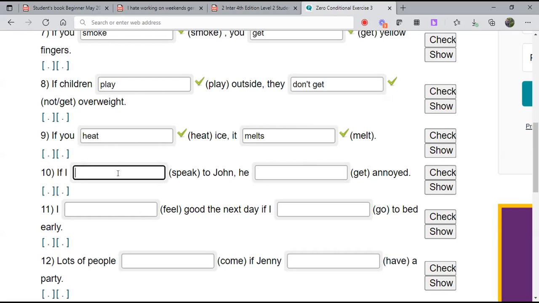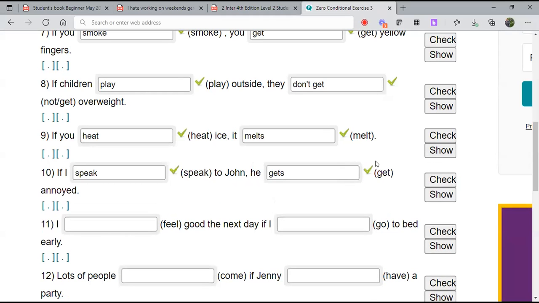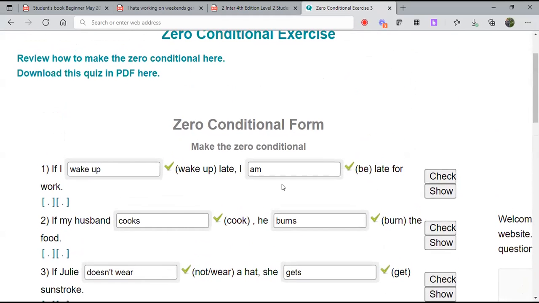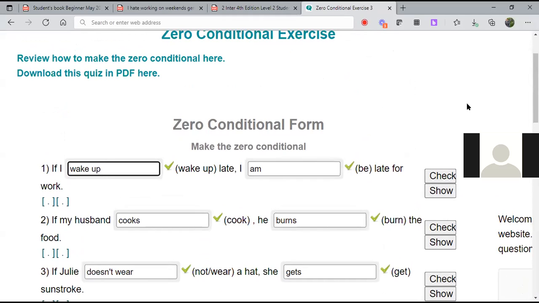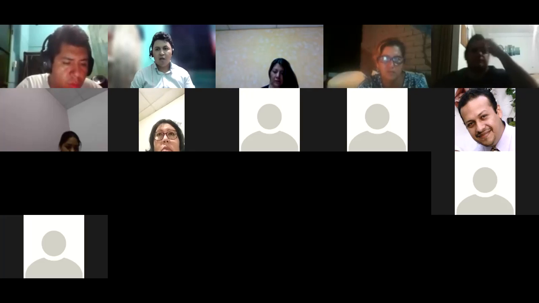Okay, if I speak to John, he gets annoyed. Se molesta. That's what you say. Get annoyed. Cuando uno se molesta, get annoyed. All right. Good. So you see, we have the present in the condition if, and then we have the present in the results in there. And that's called the zero conditional, which is used to talk about general truth or to talk about general knowledge.